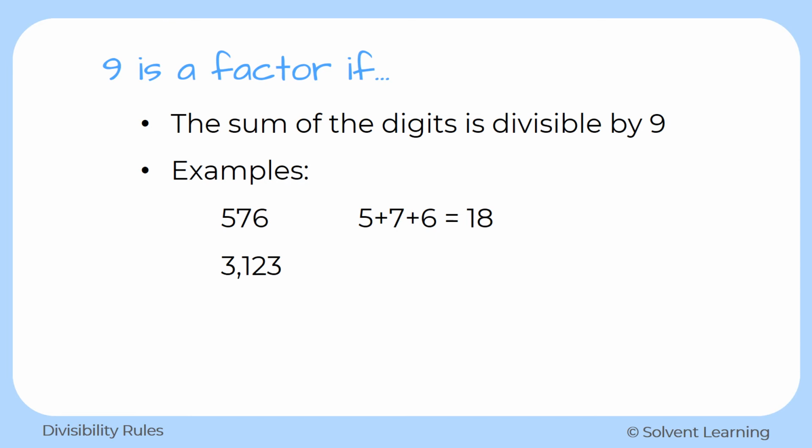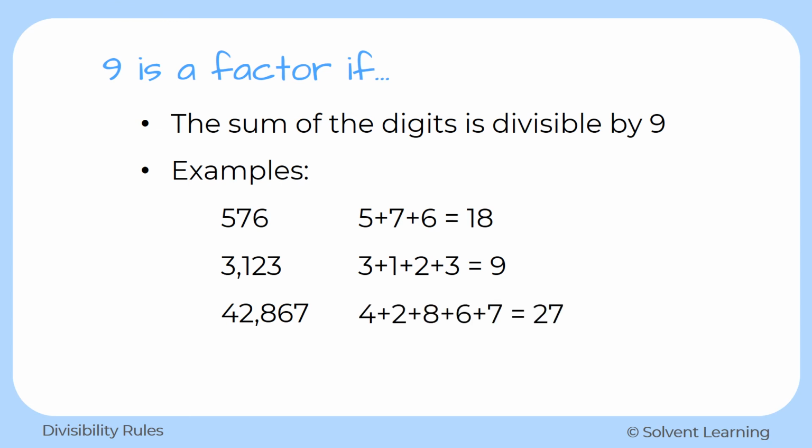Let's look at our next example, 3,123. We add up all of its digits and we get 9. That means that 3,123 is divisible by 9. And even this number, 42,867. We add up each digit in that number, and its total is 27, which is divisible by 9. So our original number is also divisible by 9.